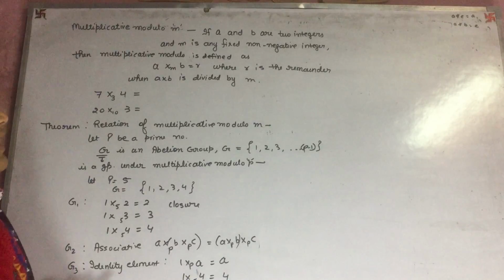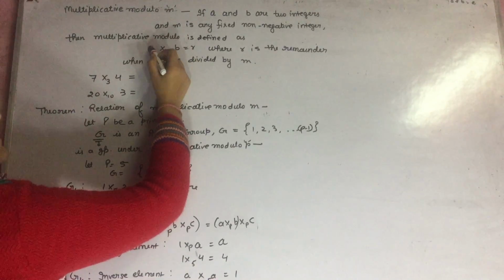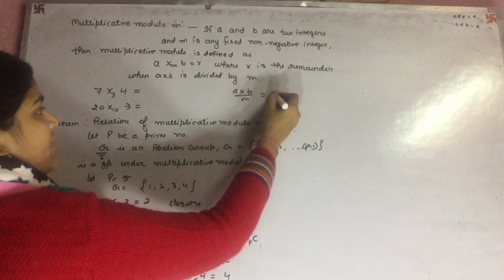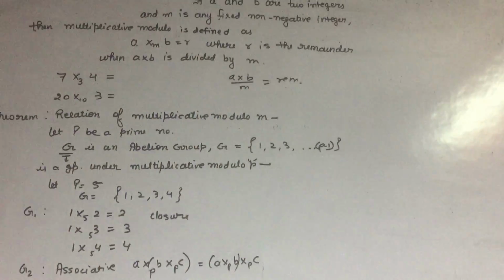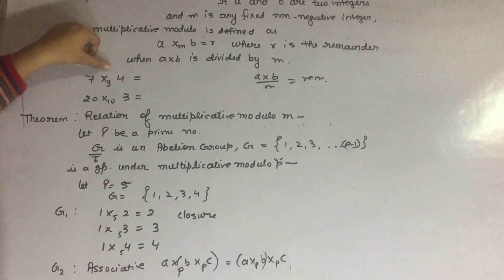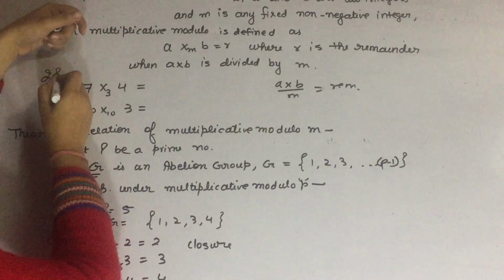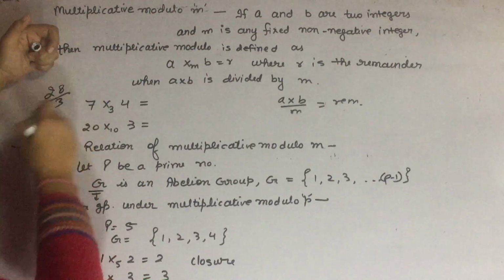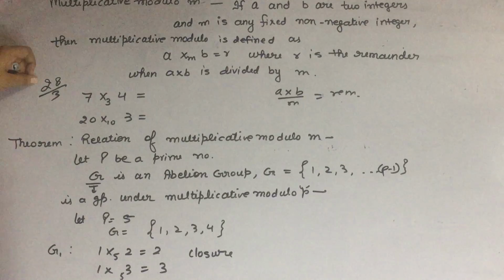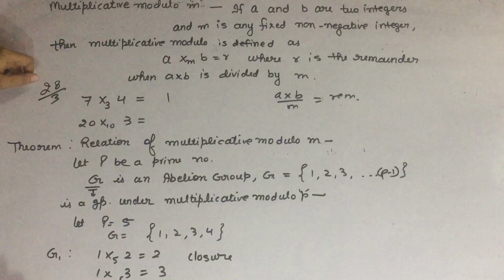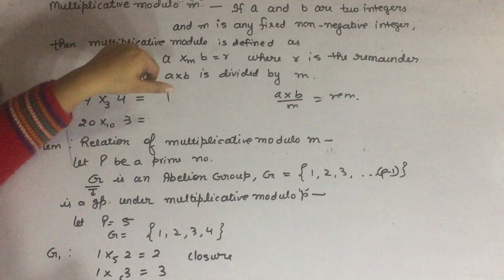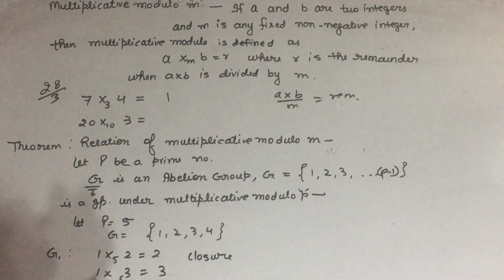Then what do you have to do? You have to simply multiply a and b, divide it by m, and the remainder is the answer. Let us suppose here you have to multiply these a and b. 7 4s are 28, divide by 3, 3 9s are 27, 9 times completely divides this 27, and then 1 is the remainder. So multiplicative modulo of 7 and 4 gives 1 with respect to 3.